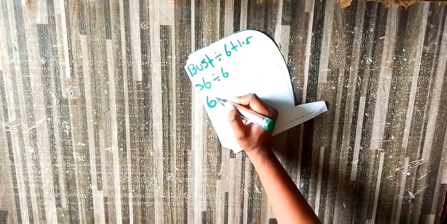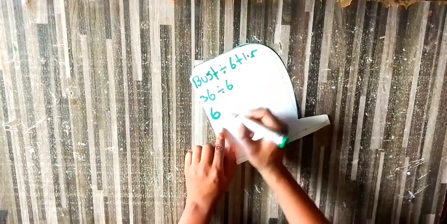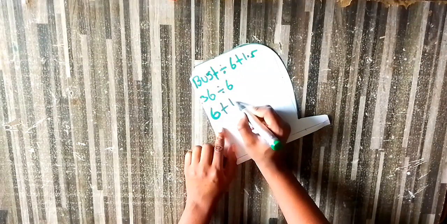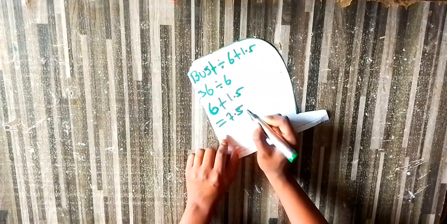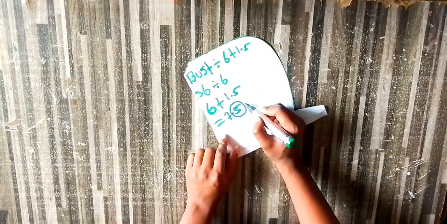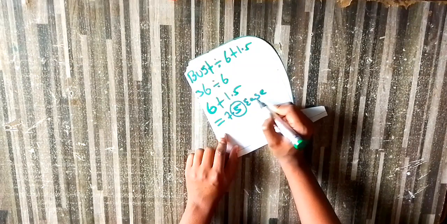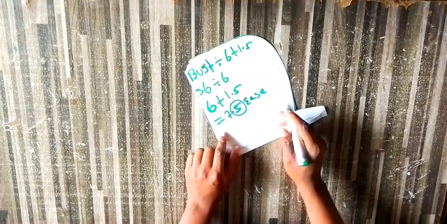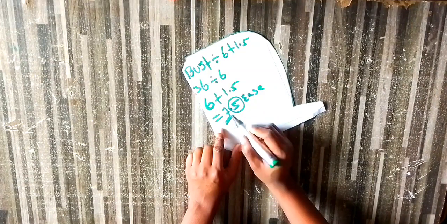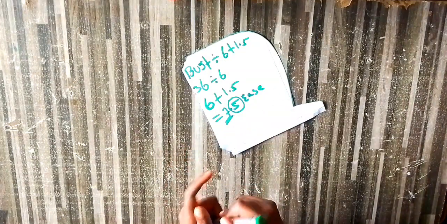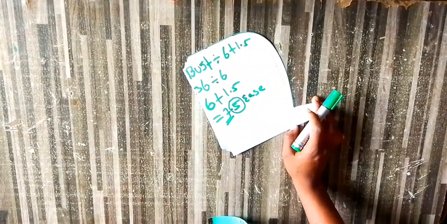So that's 6 now plus the 1.5 plus that 1.5 there. So this will give you 7.5 inches. So you can see it's still the same thing. This 5 inches is for the ease, but if you don't want 5 inches, you can just make use of 7 inches. So I hope this is clear, guys. You can see that it is the same thing.